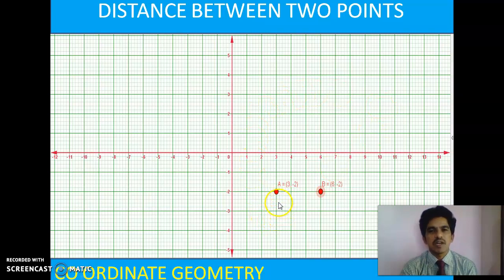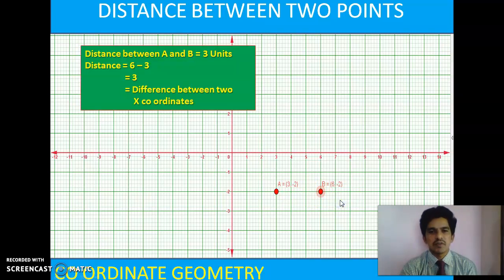What is the x coordinate of A? This is 3. And what is the x coordinate of B? It is 6. Now when you take these two, if you observe, the y coordinates of both these points are equal. Minus 2 for A and minus 2 again for B. Now if you want to find the distance between these two, it's very simple. You just have to find the difference of the two x coordinates.